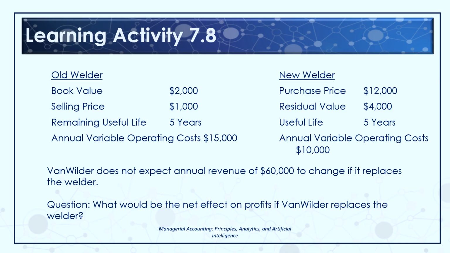Van Wilder is deciding whether to replace an old welder. You are given old welder selling price and annual operating costs, and new welder purchase price, residual value, and annual operating costs. Remember, the book value of the old welder is irrelevant. Your job is to compute the net effect on profit if Van Wilder replaces the welder. Pause here and work through the activity. Once you've finished, check your answers with the solutions provided in the back of Chapter 7.